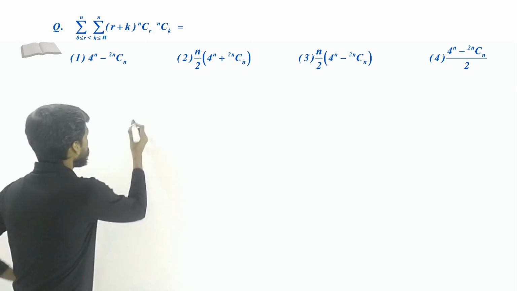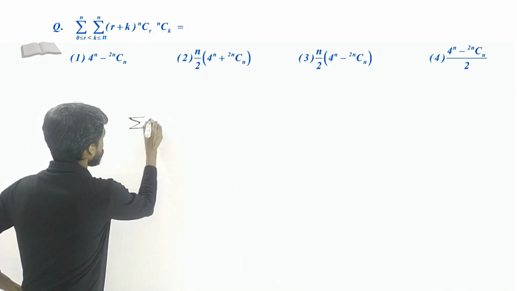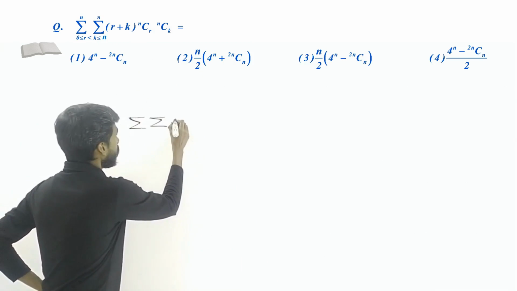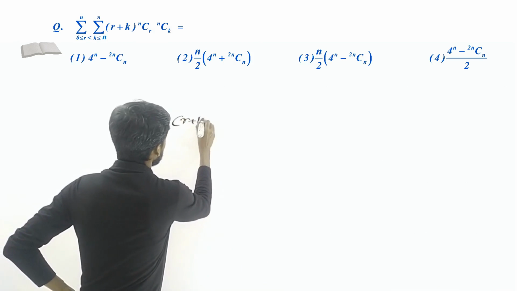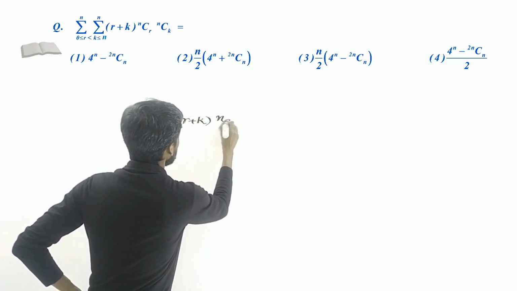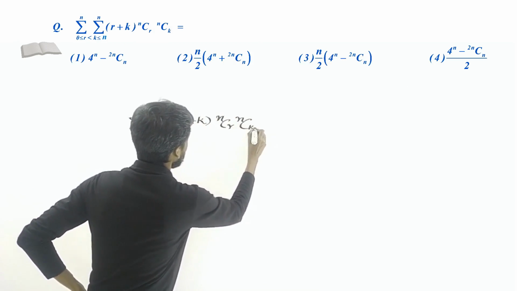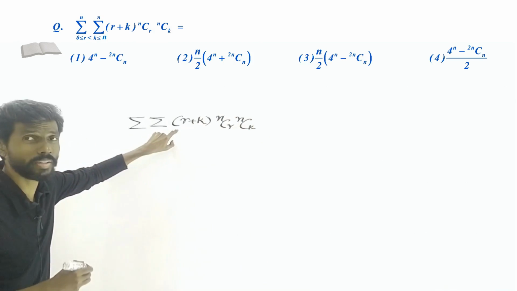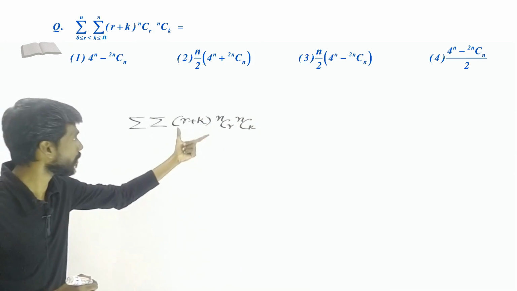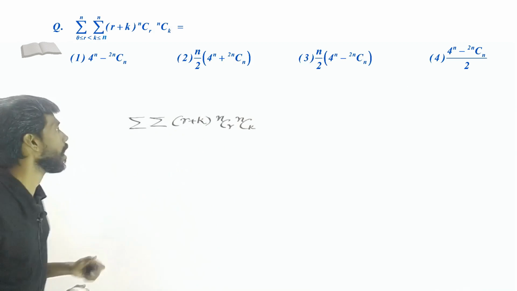See, this is what is given: r plus k, nCr, nCk. If this value was not there, then that is the question we did already, right? So this thing you should remove. Okay, how will you remove that?